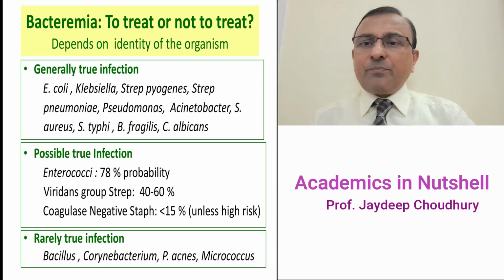If it's bacteremia, we have to determine whether we should treat or not. That depends on the identity of the organism. Generally, organisms like E. coli, Klebsiella, Streptococcus pyogenes, pneumoniae, Pseudomonas and others are true infections. Whereas if it's enterococci, there is a 78% probability. For viridans streptococci, it's about 40 to 60%. For coagulase negative staph, it's still less unless there is high risk of true infection. And the Bacillus group, Corynebacterium and a few others are rarely true infections.